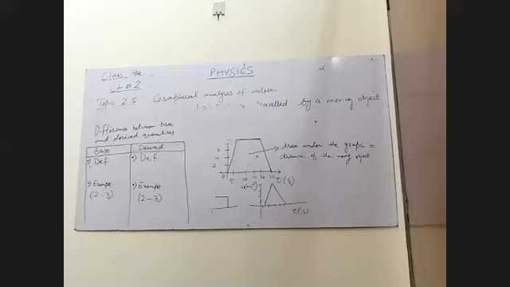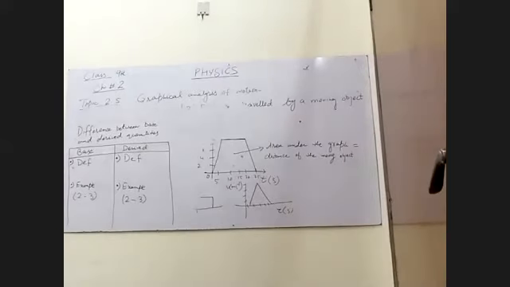After that, the question number 4, draw and learn the table 1.1 and 1.2 on page 6 from your book. Okay, so you have to draw the table number 1.1, that is for base quantities, and the 1.2, that is for the derived quantities.